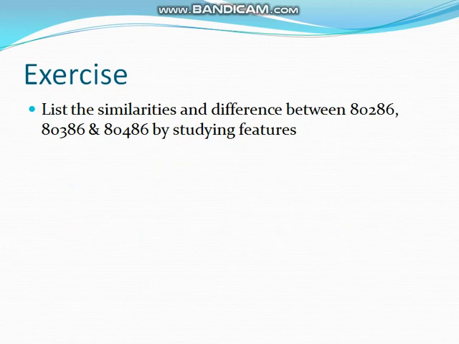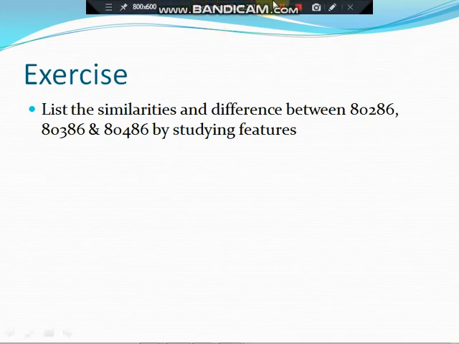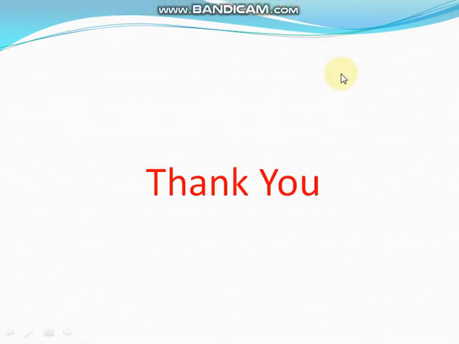So this is a little bit of an exercise for you. You have to list the similarities and differences between the 80286, 386 and 486 by studying the features as well as the architecture of the Intel family microprocessors. Thank you.